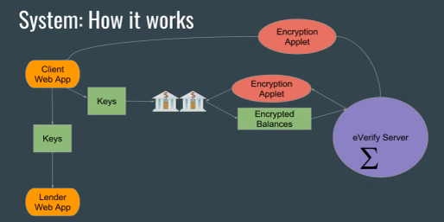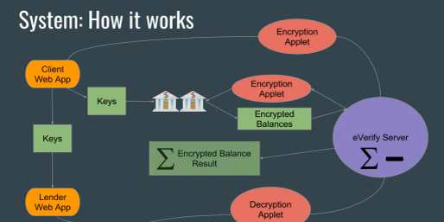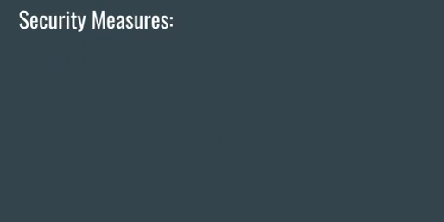On the eVERIFY server, the encrypted balances are summed, the minimum qualifying balance is subtracted, and that result is then stored in a database. When the lender is then ready to verify this information, they just simply log into their application, download the decryption applet from the server, along with the summed encrypted balance that was stored in the database, and use the keys to decrypt that result. Throughout this entire process, there's only two entities that are trusted: the client and the banks. They are the only ones that have access to the actual bank balances.